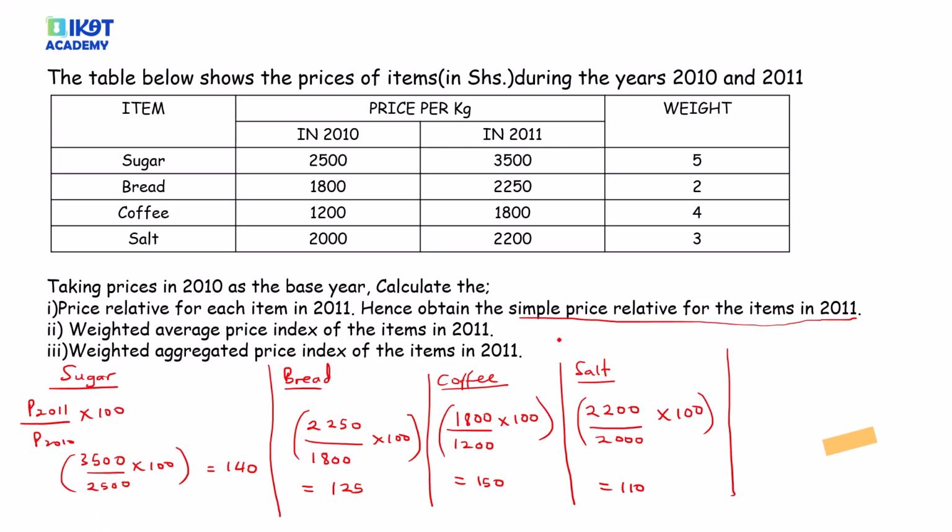Okay, so now we found the price relative for all the items in 2011. Now the question wants us to find the simple price relative for the items in 2011. So let's say we want to find the simple price relative. We remember we said the simple price relative is the same as the average price relative. This is the sum of all the relative price indices out of the number of items.